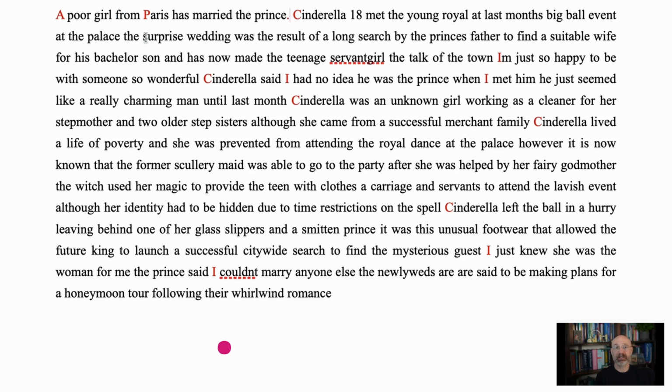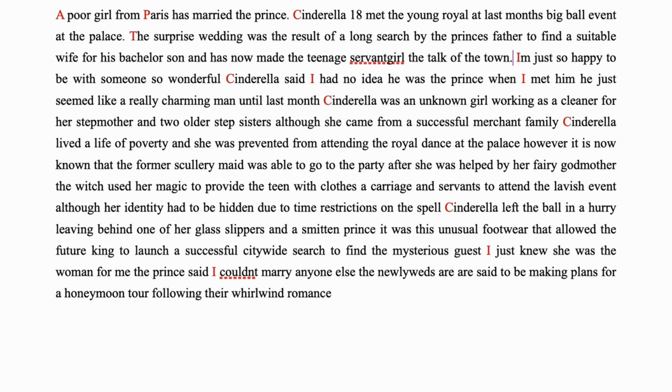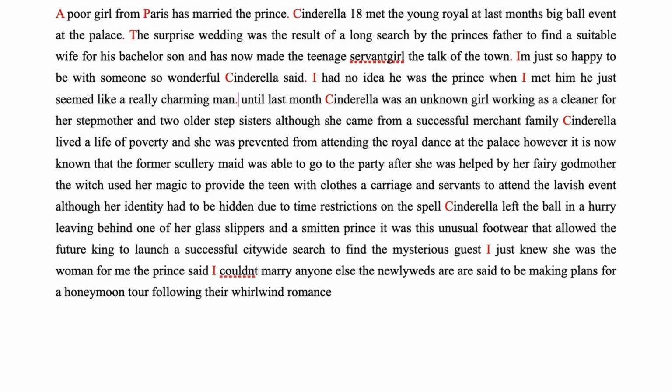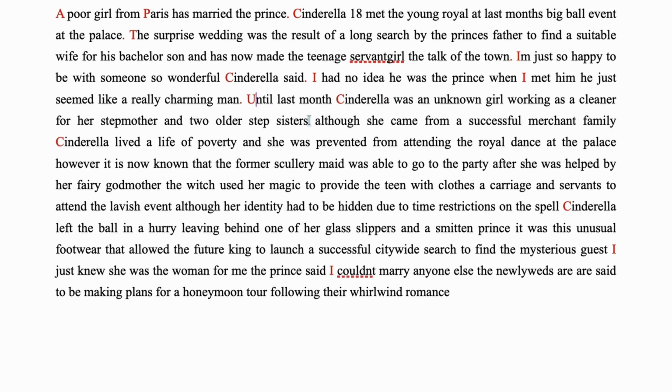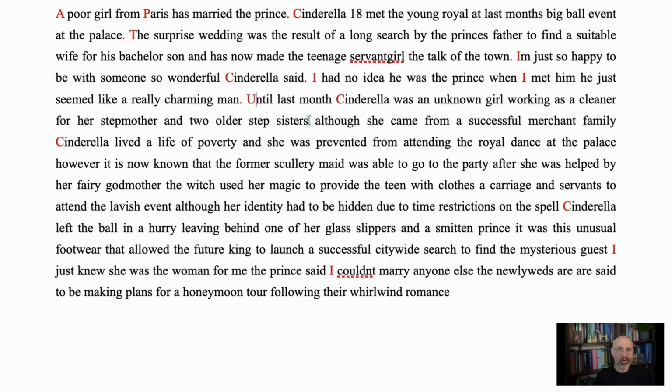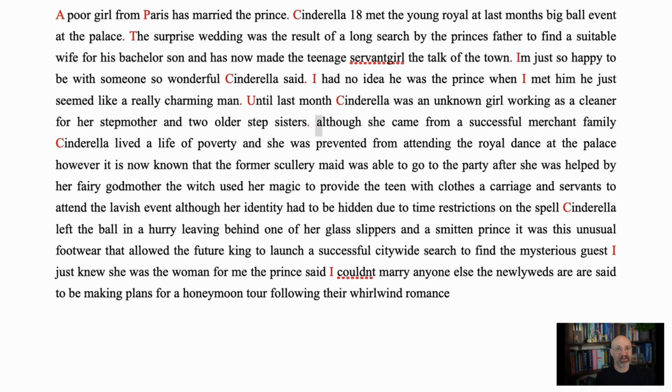As we start a sentence with a proper noun, the word Cinderella, we already have our capital letter, so there's no change, as with the I's we did. Although we have a choice here, period or a comma, because it's a conjunction, we don't, because there is another clause. Cinderella lived a life of poverty.